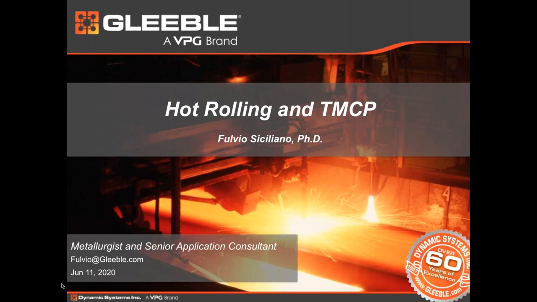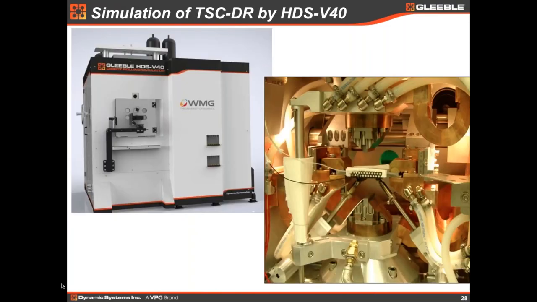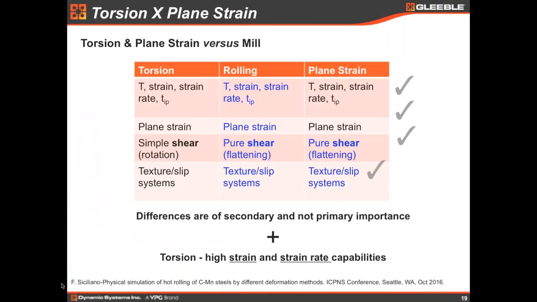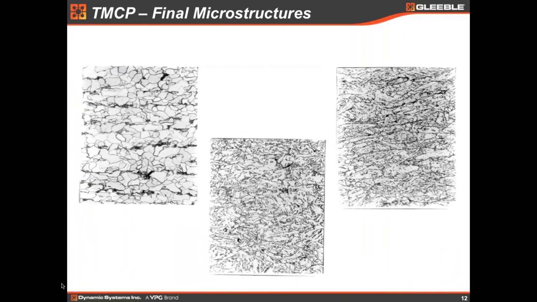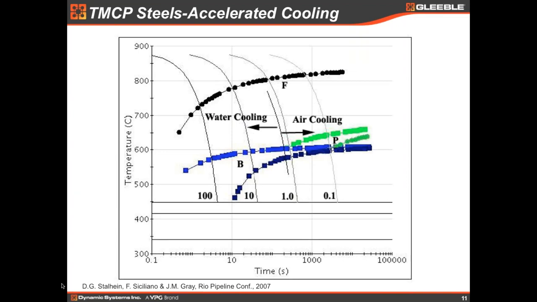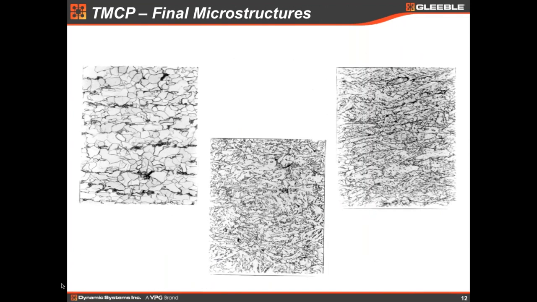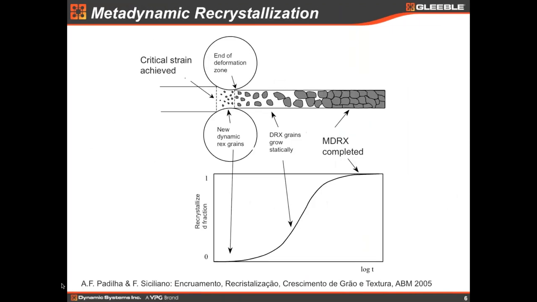Right. Well, the basic difference is that static recrystallization is nucleated and grown in the interpass time, as opposed to metadynamic recrystallization, where the nucleation of the grains is inside the deformation zone, and the growth is outside the deformation zone, so during the interpass time.